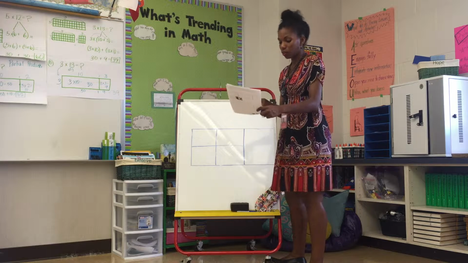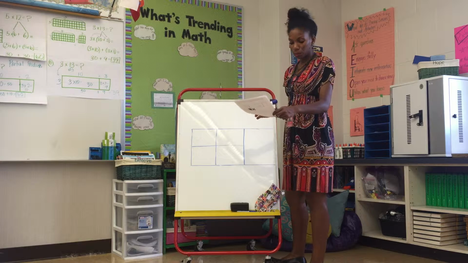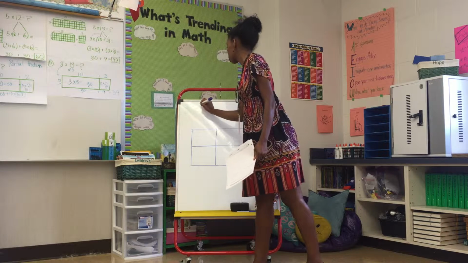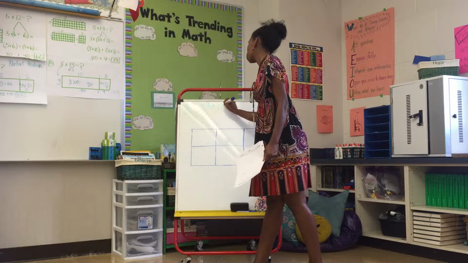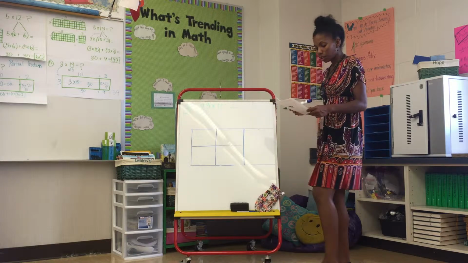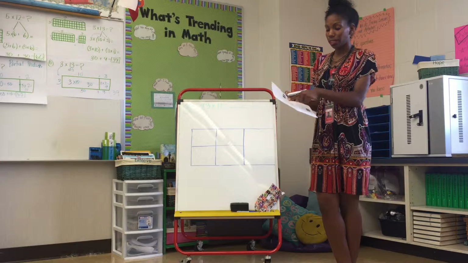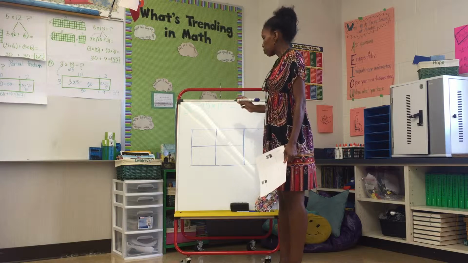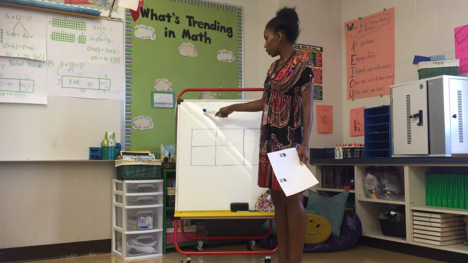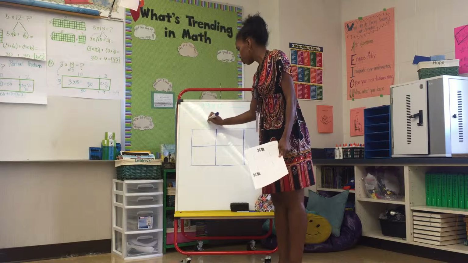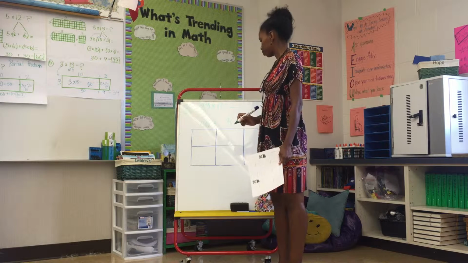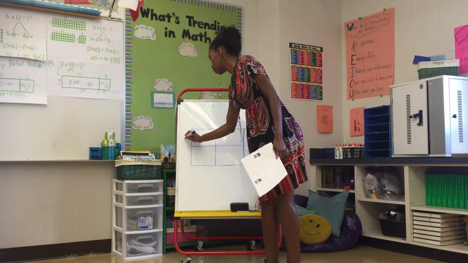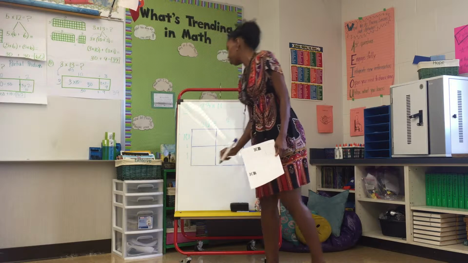To find my actual product for 23 times 93, I'm going to come over to the right side of my boxes and I'm going to add my partial products together. So I have 1,800 plus 270 plus 60 plus 9. 0 plus 0 plus 0 plus 9 is 9. 0 plus 7 plus 6 would be 13. I'll carry my 1. 1 plus 8 would be 9 plus 2 would be 11. Carry my 1. And then 1 plus 1 would be 2. So my answer is 2,139.